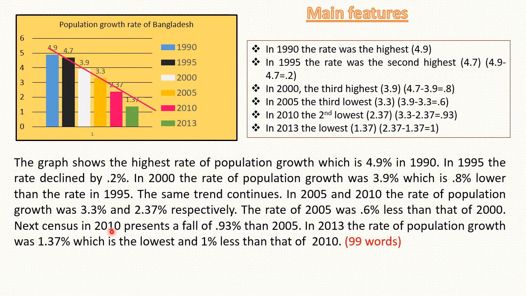Next census in 2010 presents a fall of 0.93% than 2005. In 2013, the rate of population growth was 1.37%, which is the lowest and 1% less than that of 2010. In the body, there are 99 words.